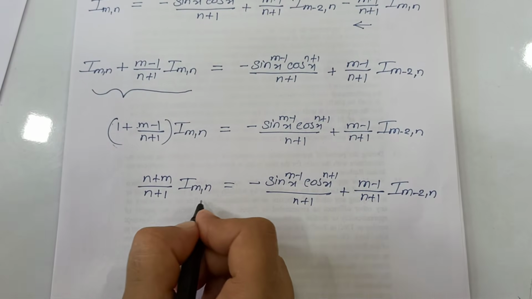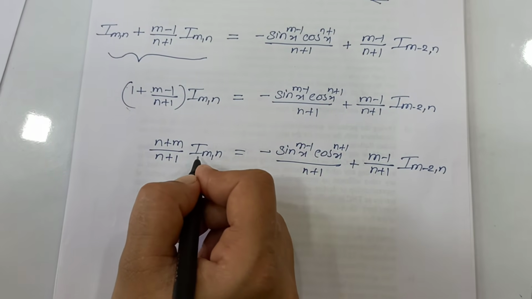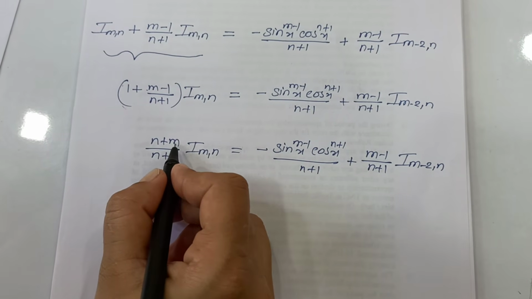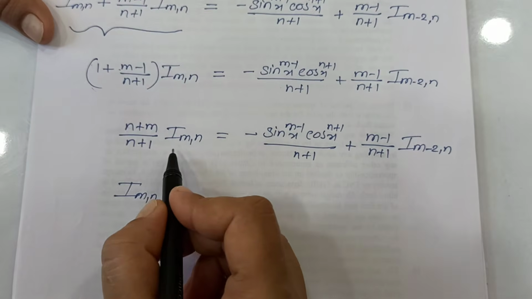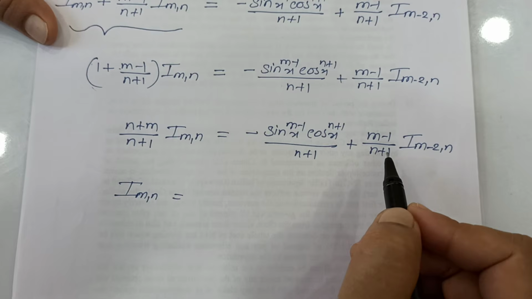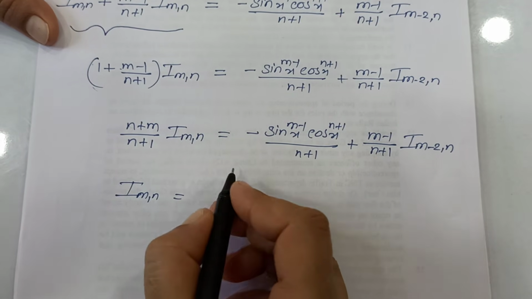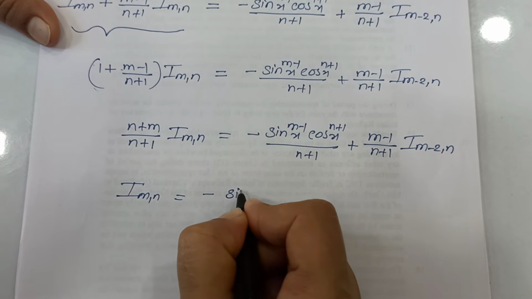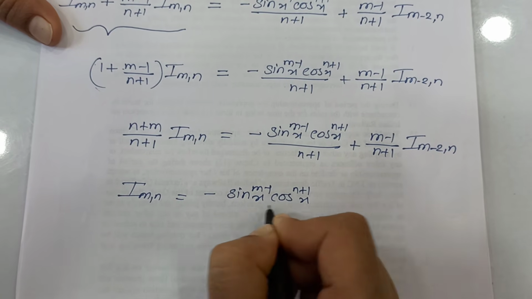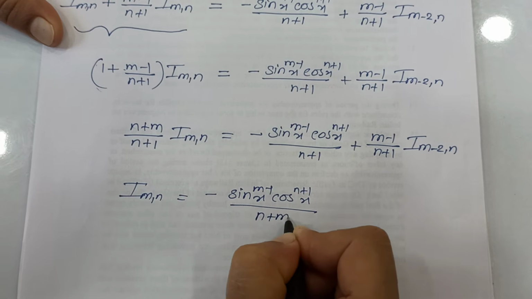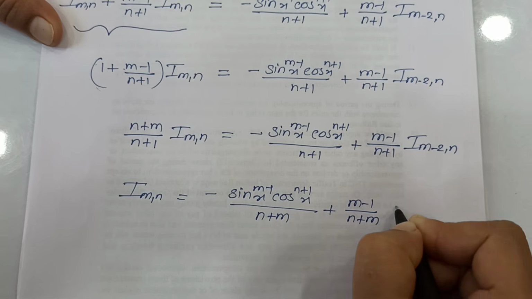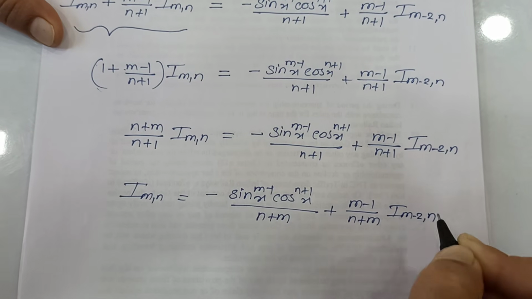Now we just want I m n on the left hand side. So what we will do is we will divide both sides by this term, that is n plus m upon n plus 1. So when we divide both sides by this term, this n plus 1 term will get cancelled. Okay, so we are left with what? Sin raised to m minus 1x cos raised to n plus 1x upon n plus m plus m minus 1 upon n plus m I m minus 2 comma n.